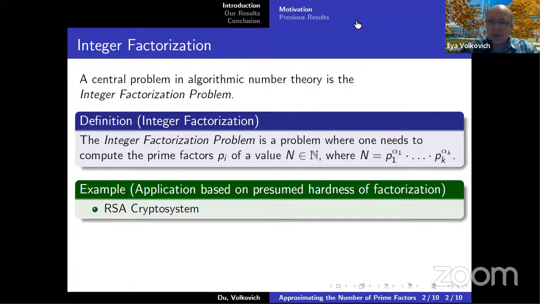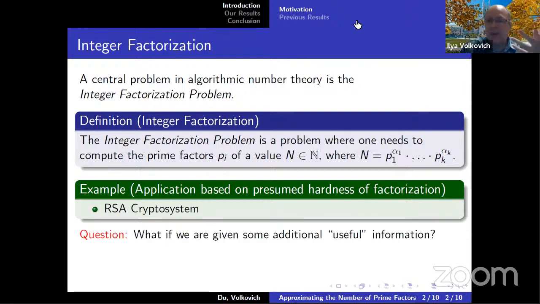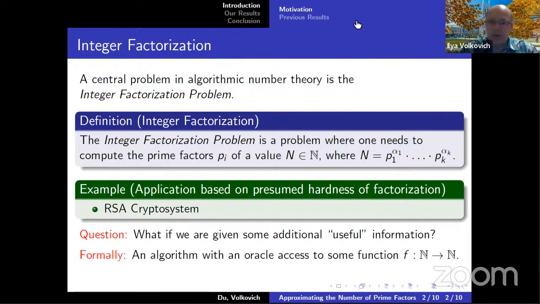So if you want to do integer factorization, looking for an efficient algorithm is probably not something we want to do. But what we usually do in those kinds of cases, when the problem is hard, is we try to look at it when we're given some additional information. What if we have some additional information? This is typically modeled by oracle functions. So assume that we have an oracle to some interesting function. So what can we say then?